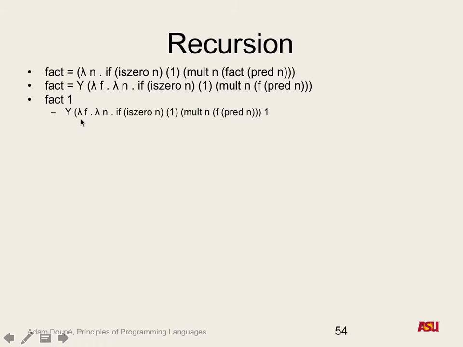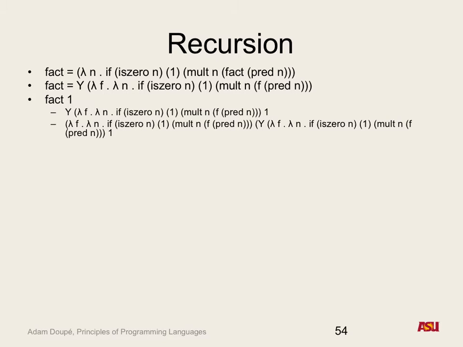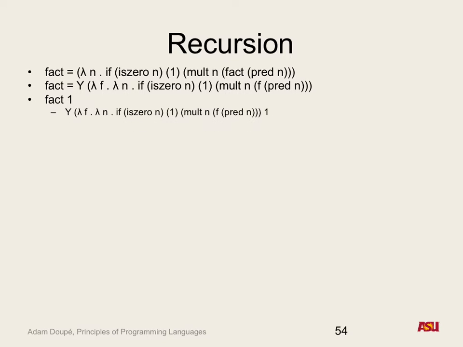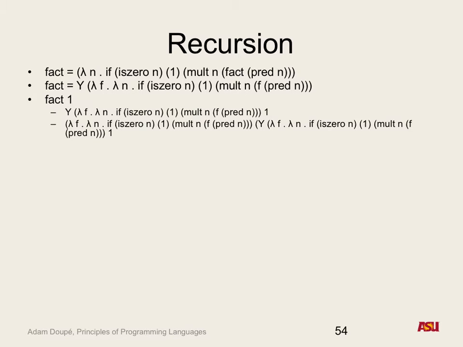So our factorial, we have lambda f dot lambda n dot if is-zero n, return 1, otherwise multiply n by f of predecessor of n, 1. Cool? Okay. This already starts getting crazy. Can you guys see that in the back? Back row? Yeah. Okay.